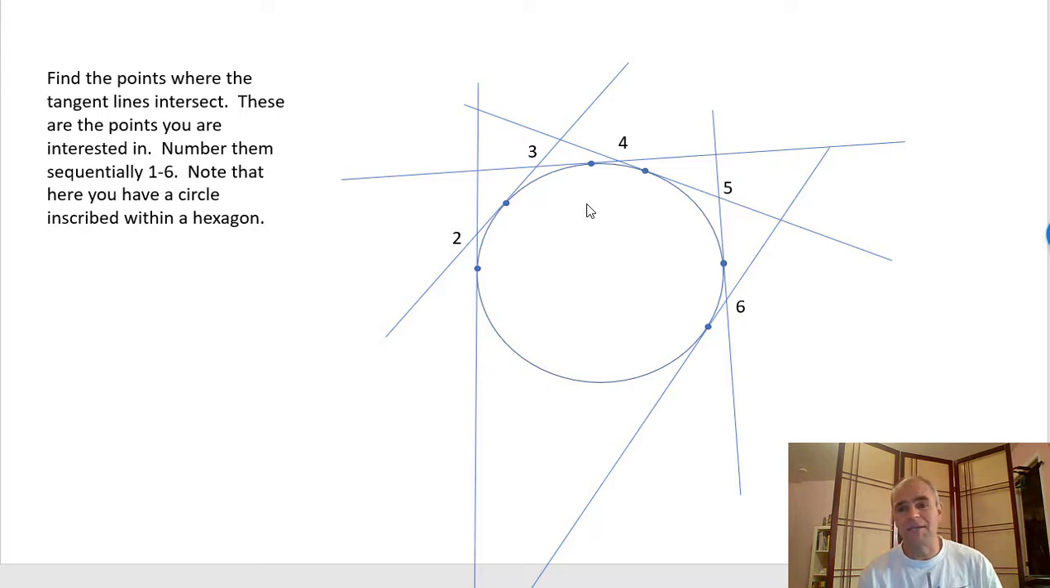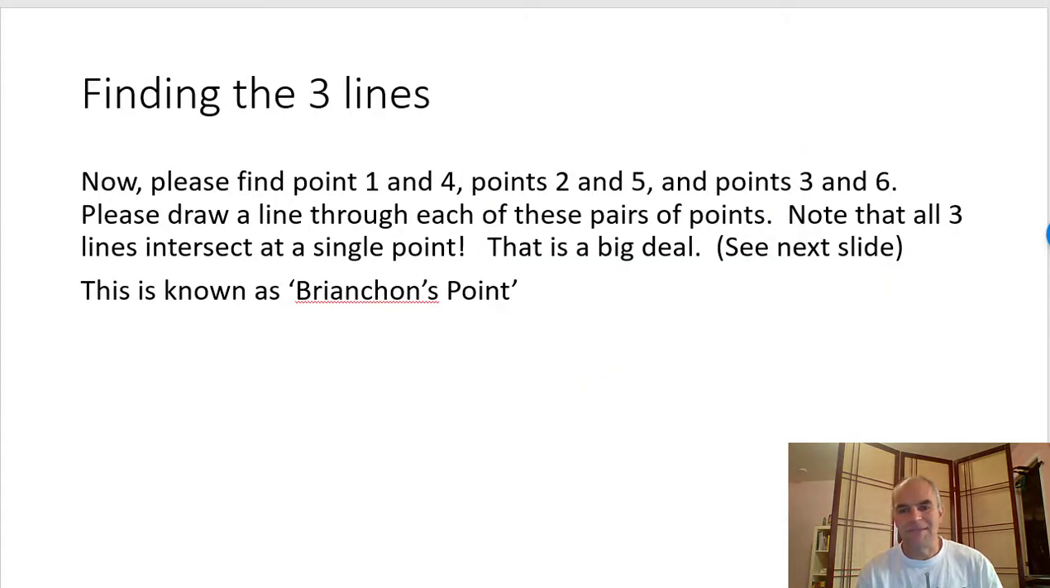Just like with Pascal's line, we're going to identify those points that we want to have tied together. For Pascal's line, we looked at lines 1 and 4, 2 and 5, 3 and 6. For Brianchon's point, we're going to look at points 1 and 4 and connect those with a line, 2 and 5, and 3 and 6. So that's what the next slide is going to do. Well, actually, 2 slides down. So this is all I did is I stated what we're going to be doing.